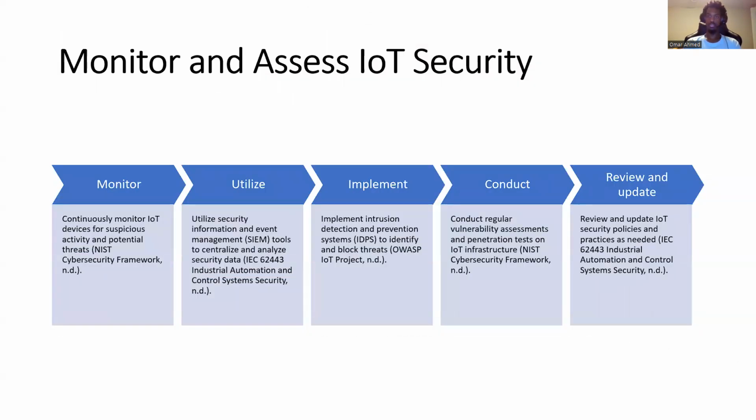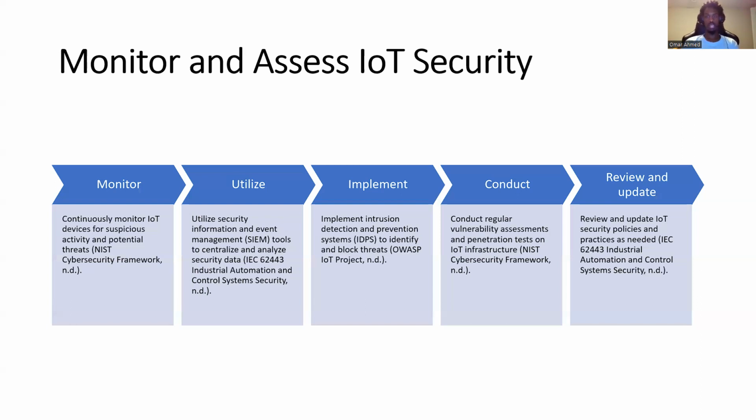The sixth best practice for securing Internet of Things devices is to continuously monitor and assess Internet of Things security. Actively monitor Internet of Things devices for suspicious activity and potential threats, enabling prompt detection and response to security incidents. Utilize security information and event management tools to centralize and analyze security data from Internet of Things devices, providing a holistic view of your security posture.